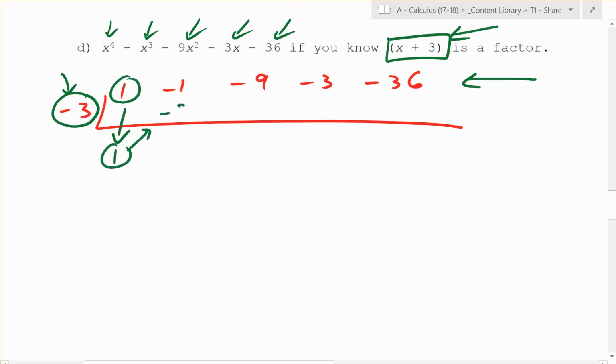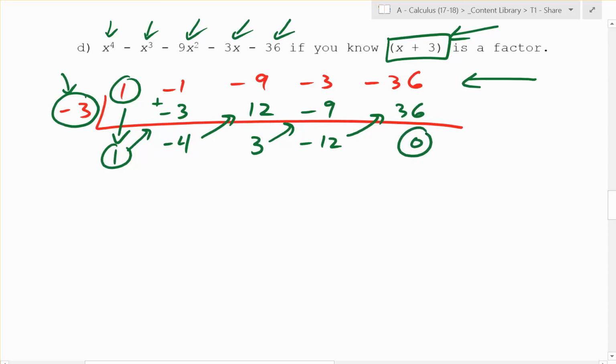Multiply by -3, add. Multiply by -3, add. Multiply by -3, add. Multiply by -3, add. Oh, look, it came out to be 0. So remember, the mistake I made was I didn't drop down the right number. Drop down that first number. It ends with 0, so we know it divides evenly, which is great.